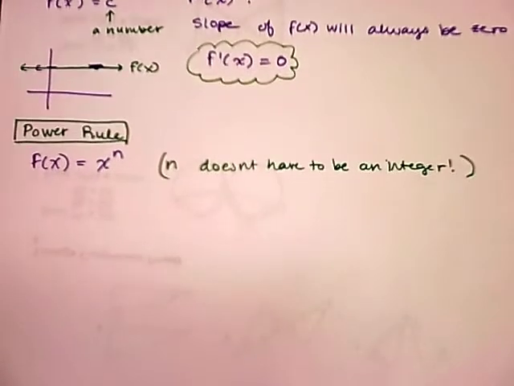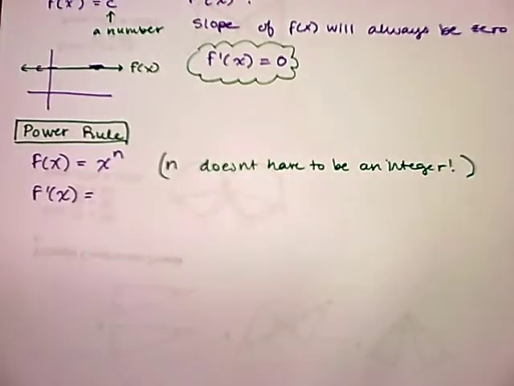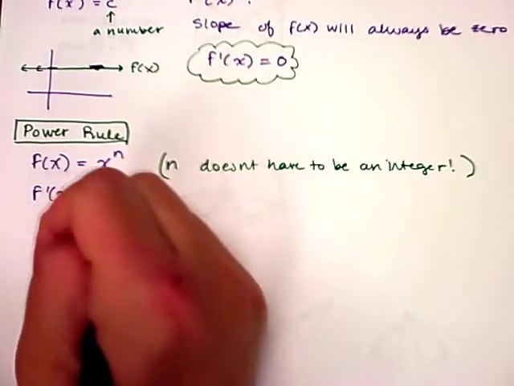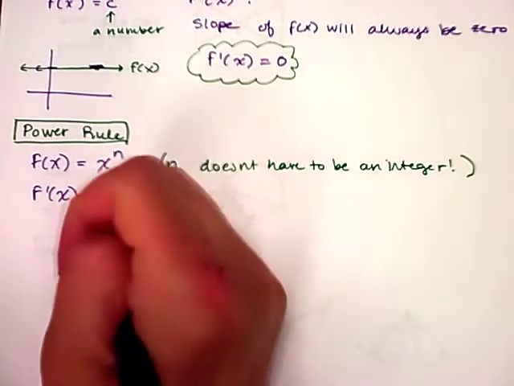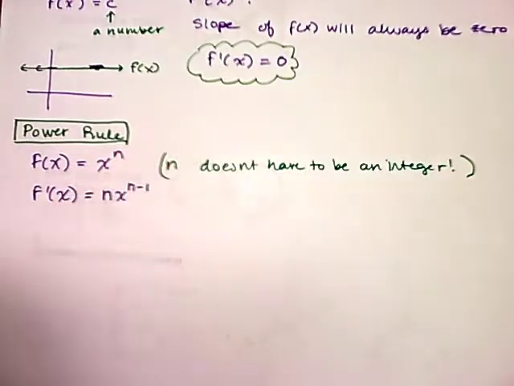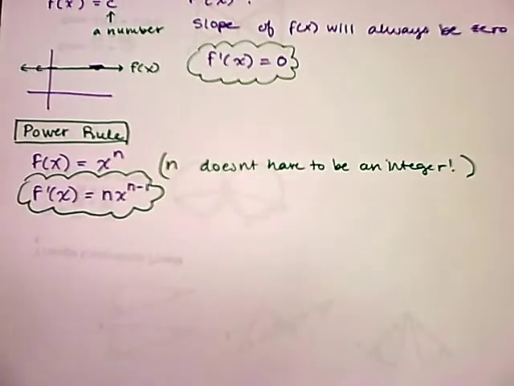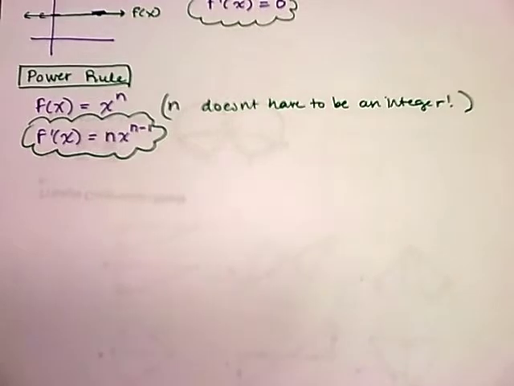Okay, so what you figured out in class was that the derivative here is: you bring the exponent out front, so it would be n times x, and then your new exponent is 1 less than your old exponent, so we'll write that as n minus 1. This is called the power rule. We're going to be using the power rule all the time in this class moving forward. It's one of the most useful rules.